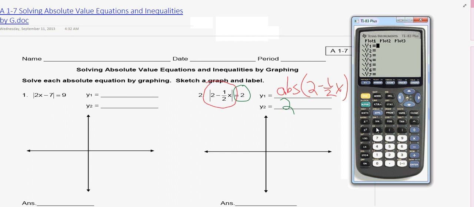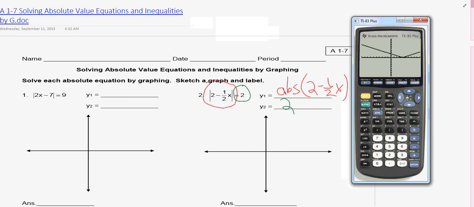Turn on your calculator and recall that the absolute value is right here in the math section. So you're going to use your right arrow key and go over and select the first option, which is absolute value, and just put in the quantity there inside the parentheses. So we have 2 minus 1/2 x, and close the parentheses. We can graph that to see what it looks like.